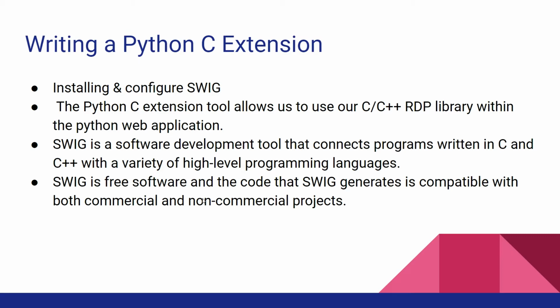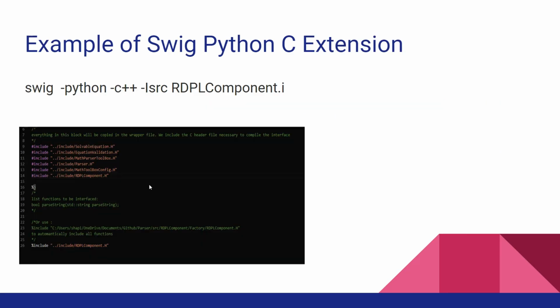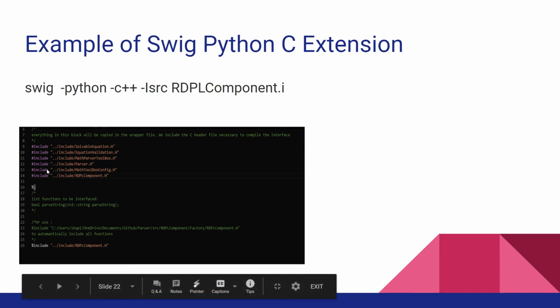Swig is a software development tool that connects programs written in C and C++ with a variety of high-level programming languages. Swig is free software, and the code that Swig generates is compatible with both commercial and non-commercial projects. Actually, TensorFlow is a program that utilizes Swig. A little fun fact. And this is an example of the Swig Python C extension. You have to create this interface file and run this Swig command.